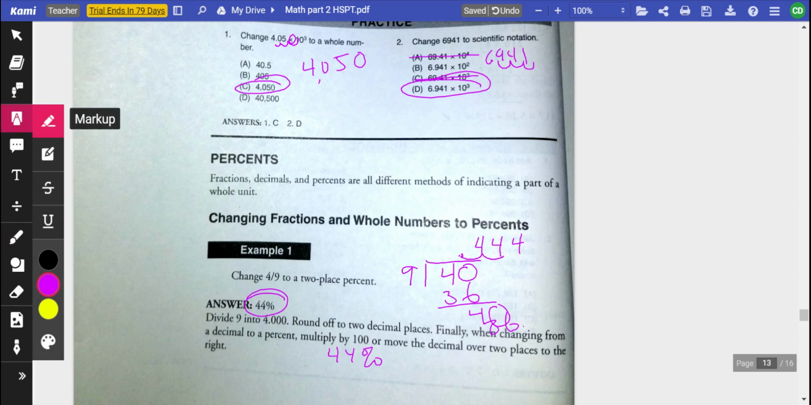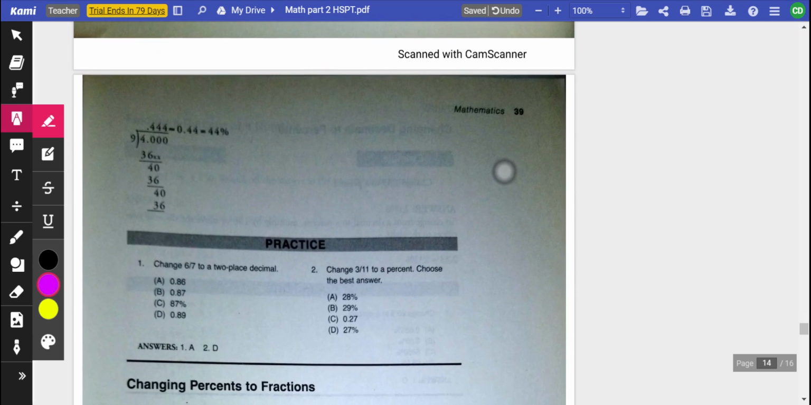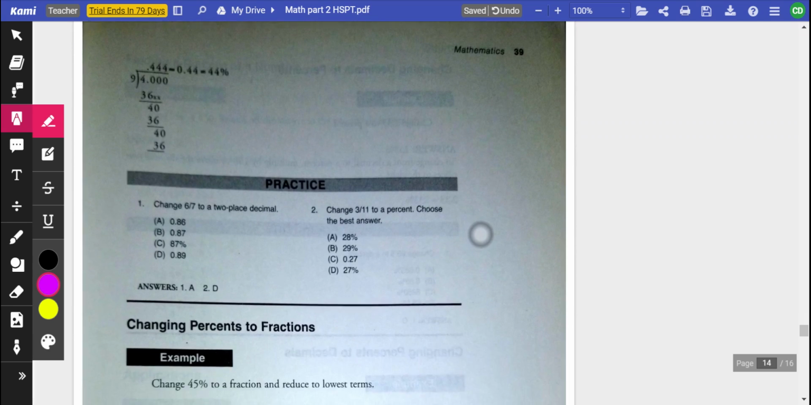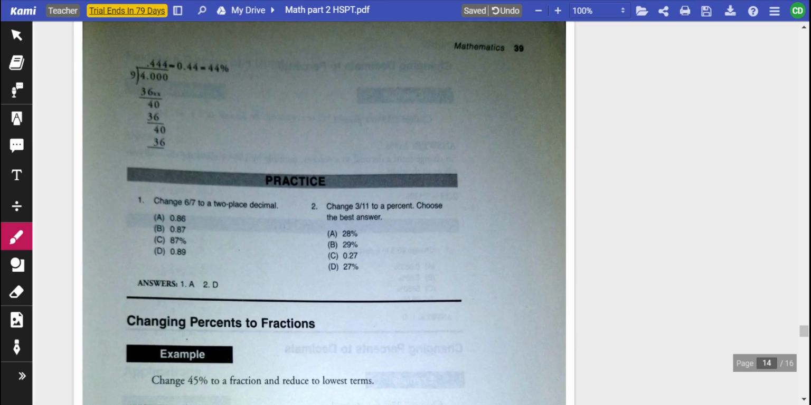Do some division, get the decimal, change your decimal to a percentage by multiplying by 100, and then that's it. Nothing too stressful there. And then they show you the division here, but we don't worry about that. It's all good. We know how to do some division. So here, same thing with number 1.